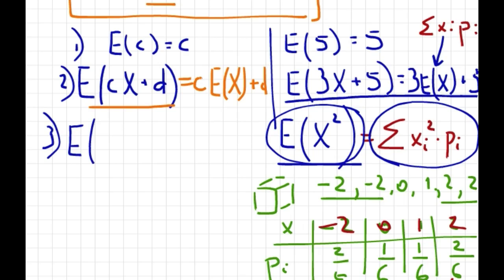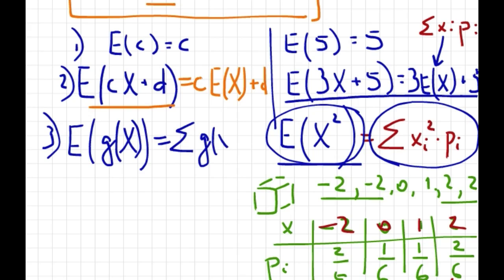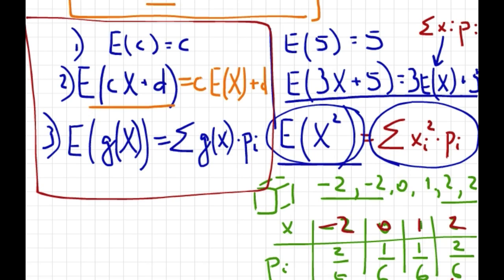So the formula says that if we have interacted with the random variable x in a different way rather than a linear function, then we need to find the sum of those new x values multiplied with their corresponding probabilities, and the probabilities do not change. So those are the three main properties of expected values right here.